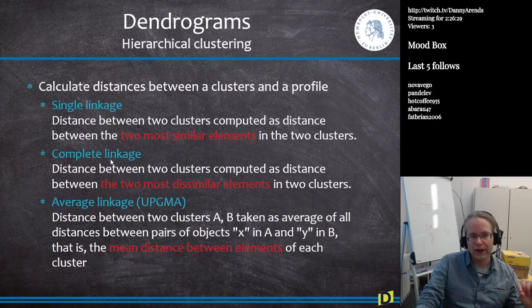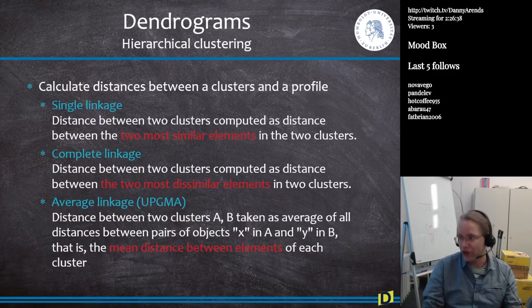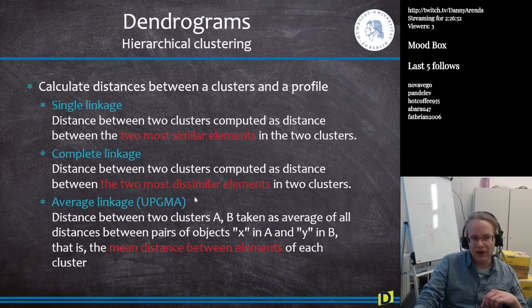We can also use complete linkage. So instead of computing the distance of a cluster to a profile by taking the two things which are most similar, we can also take the two things which are most dissimilar. And then we talk about complete linkage, right? So now we compute the distance between a cluster and a profile, or two clusters, as the distance between the two most dissimilar elements in the clusters. And then we have average linkage, which is also called UPGMA. When we calculate the distance between two clusters A and B, we take the average of all distances between pairs of objects in A and B. So we take the mean distance between the elements in a cluster towards a profile.